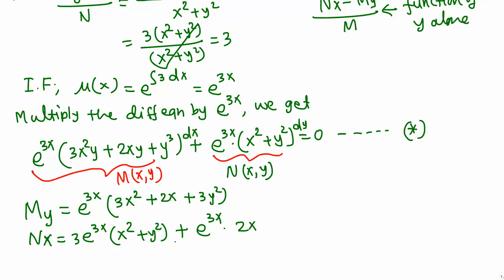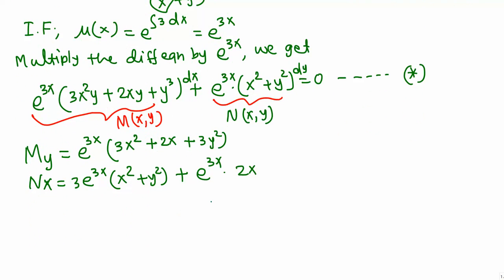We can see by simplifying N_x, in both terms e raised to 3x, e raised to 3x, we can factor e raised to 3x outside. Okay, then we can distribute: 3x squared plus 3y squared, this is factored out, plus 2x.